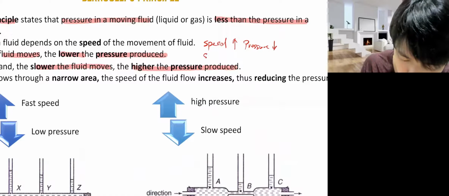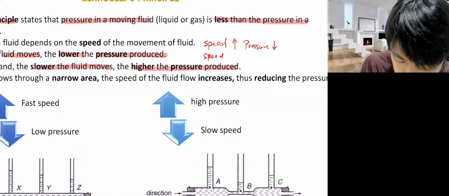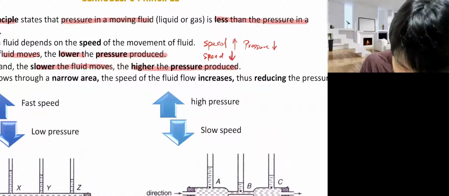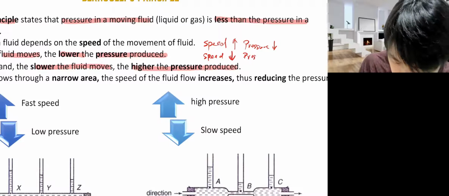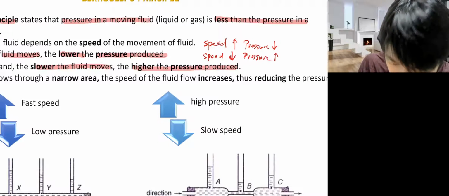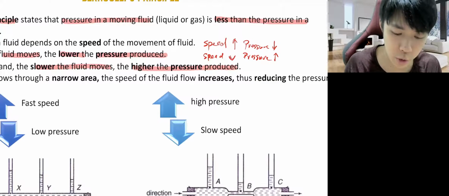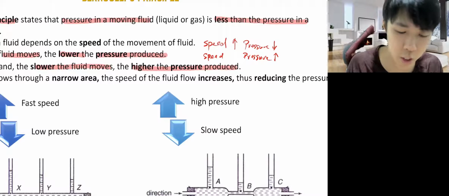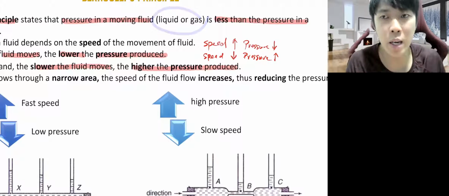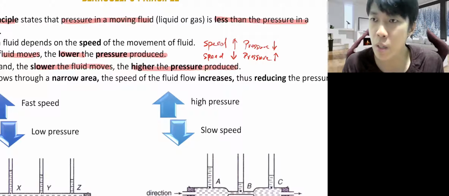So when speed is low, pressure is high. Well, it depends what kind of pressure we're talking about. It could be water pressure, it could be gas pressure, it depends what fluid we are talking about lah. There's basically only two.